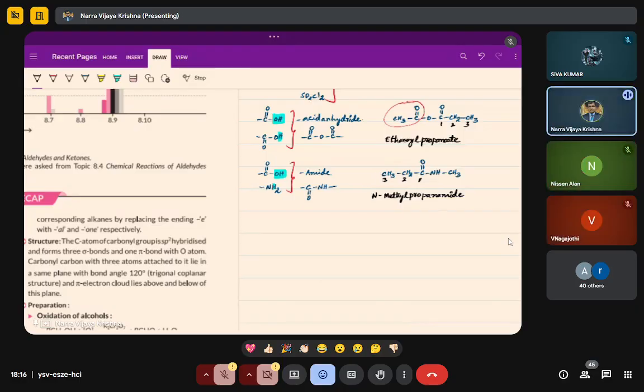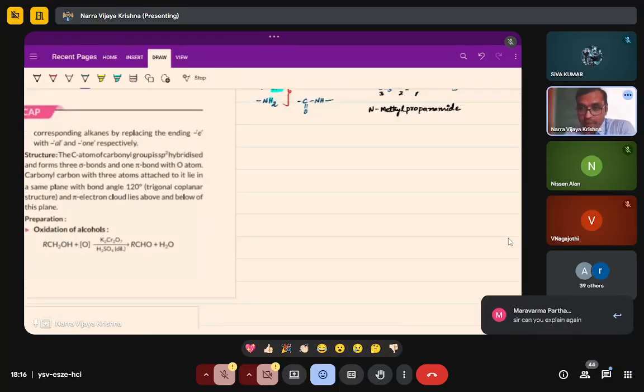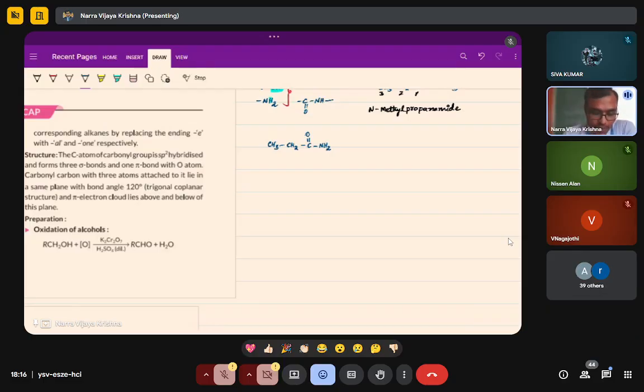No. I am taking one more example. CH3, CH2, C double bond O, NH2. Is it amide functional group or not? Amide. So give name of it. I need to start numbering from here. 1, 2, 3. Is there any branch over nitrogen? No. So no need to mention. So simply name it: propanamide.